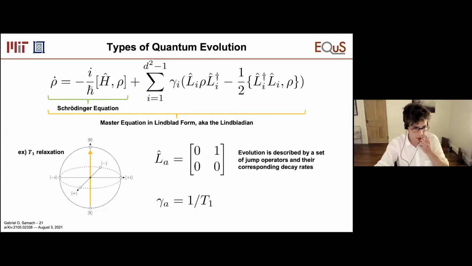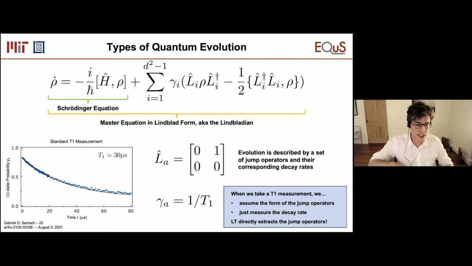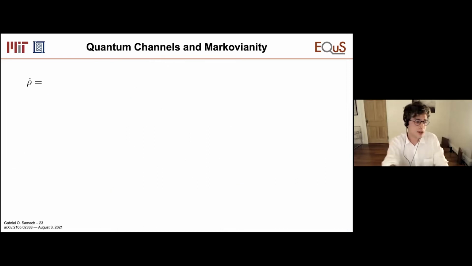So something I like to point out at this point to experimentalists is that T1 measurements are very standard. They may be the first thing you will run on a qubit when you're vetting it for use in a larger system. But when we take a T1 measurement, in some sense, we're assuming the form of the jump operator, and we're just measuring the decay rate. Whereas Lindblad tomography, as I'll show later on in the talk, is going to directly extract the form of the jump operators and give you some more intuition for the structure of these errors that cause your qubit state to decay. Okay, so I like to break it down like this. We can think about different types of quantum channels.